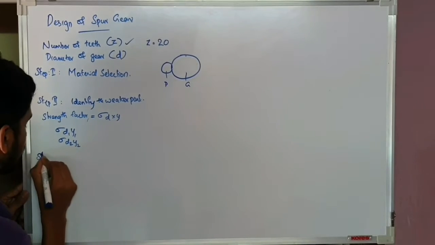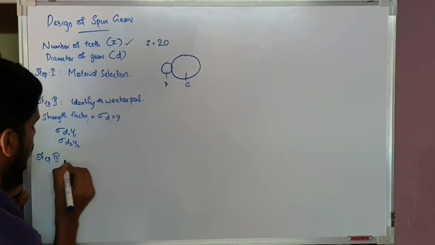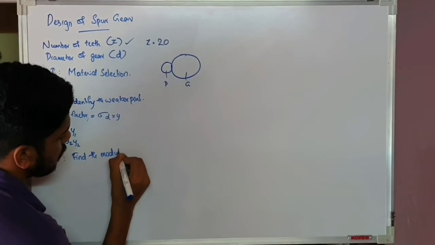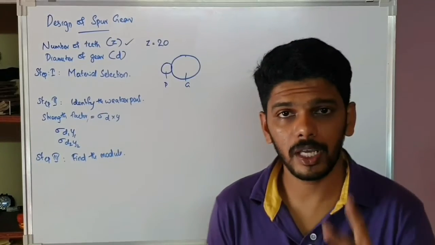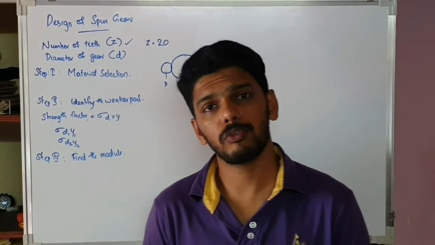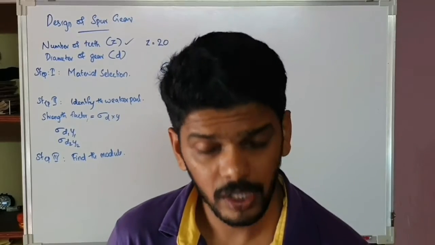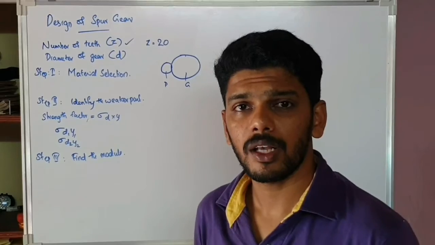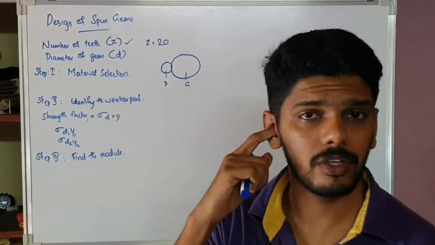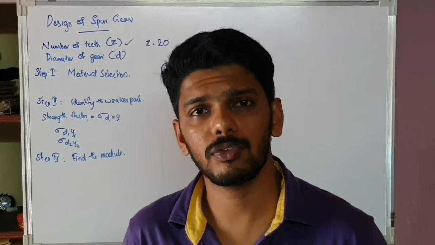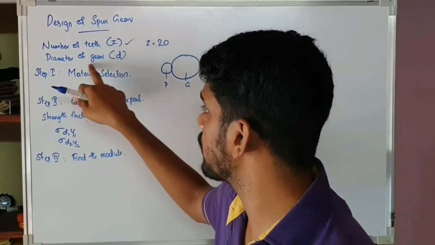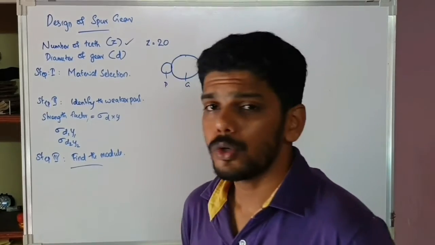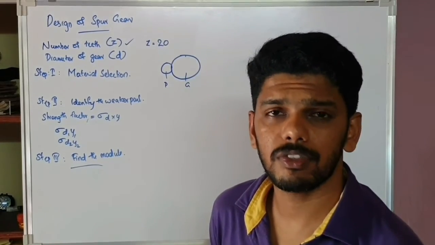Now step 3: find the module. The module can be found based on 2 equations. Both of the equations are mentioned on page number 204 of your data book. For the first equation, where Ft, the tangential force, is there, the question should be given with the diameter. To find the module using the first equation, you have to know the diameter.